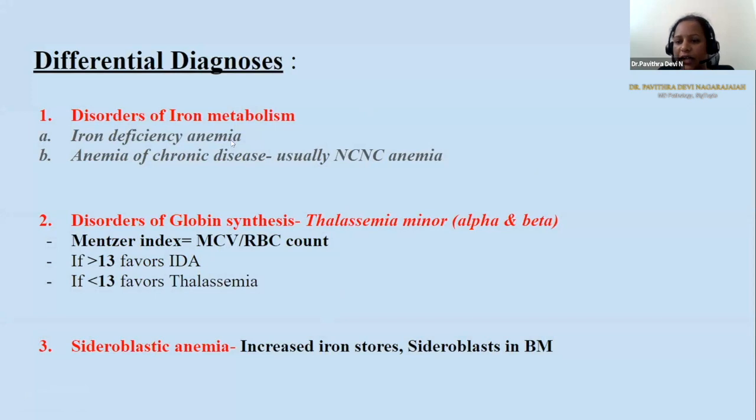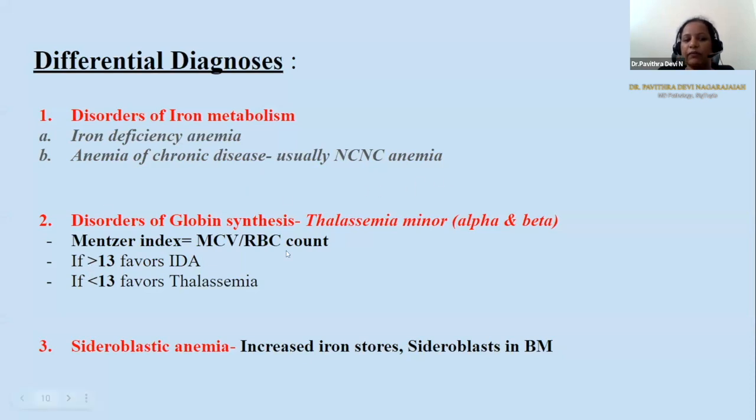Firstly, the disorders of iron metabolism, under which you get iron deficiency anemia and anemia of chronic disease. Iron deficiency anemia is ruled out because his serum iron levels were normal and he's not responding to it. And the next possibility of anemia of chronic disease is also unlikely because he didn't complain of any chronic illness. And usually in ACDs, it is normocytic normochromic anemia to start with. And in the later stages, hypochromasia and microcytosis will set in.